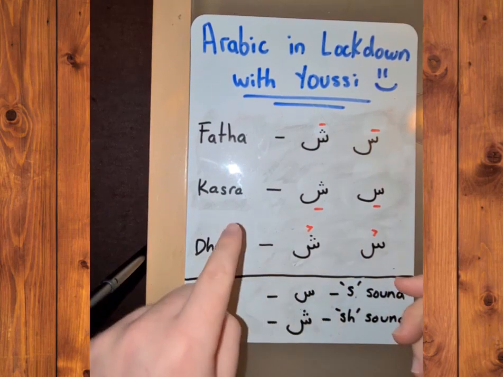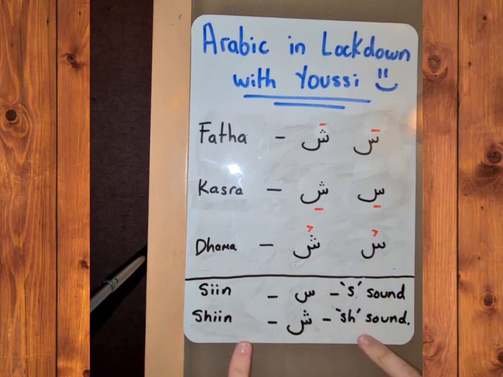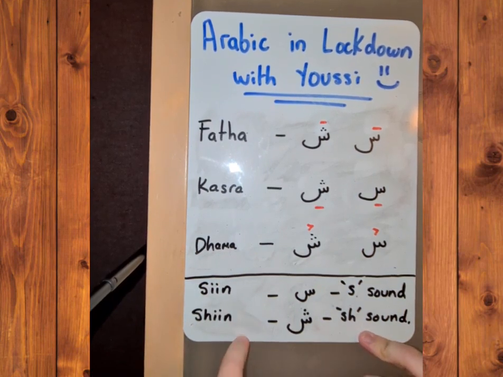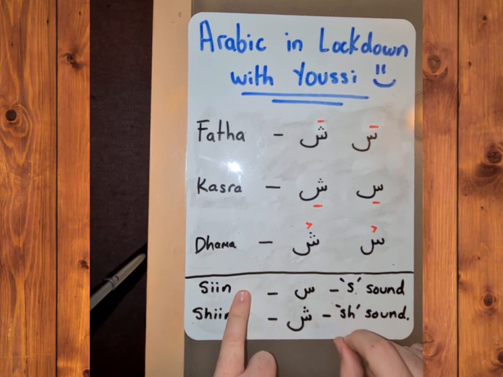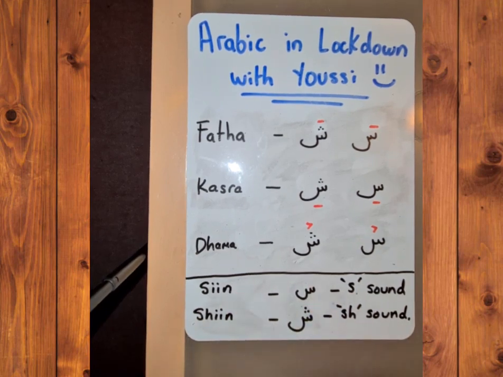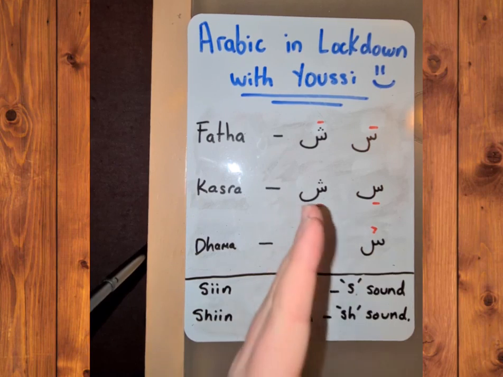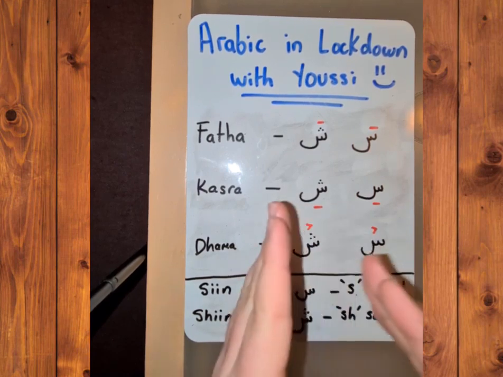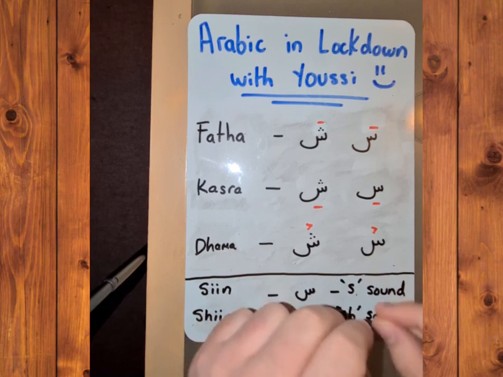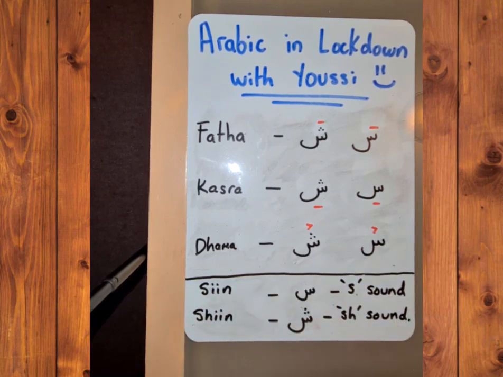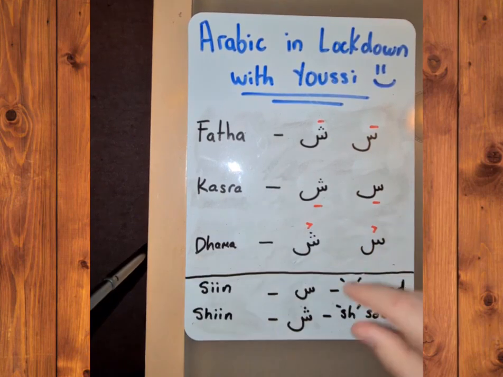Before we start looking at how they sound with each different intonation, a little key down here. Sin, the one that doesn't have any dots on top, has an S sound. And sheen, the one with the three dots on top, is the SH sound. They are very similar to each other, the same as ra and zain, exactly the same shape. The only thing that differs is the number of dots, or in this case, no dots for sin and no dots for ra. So let's start at the fatha.